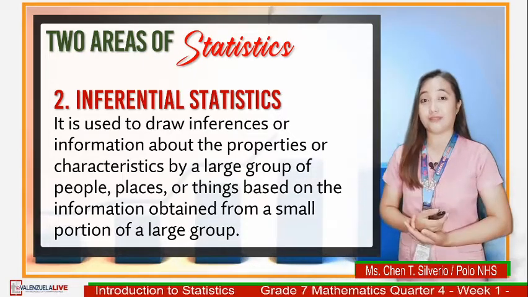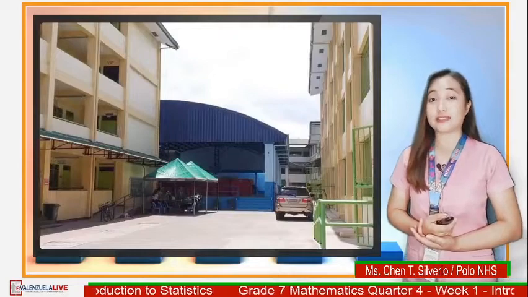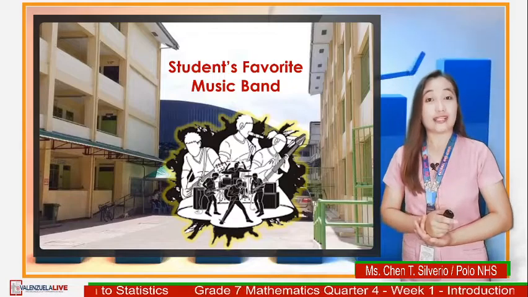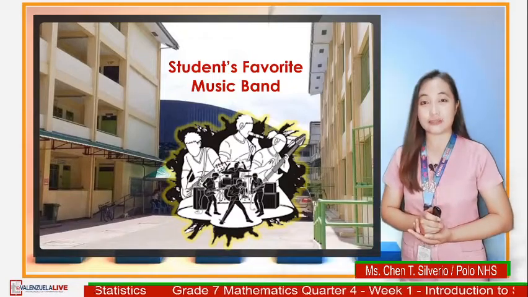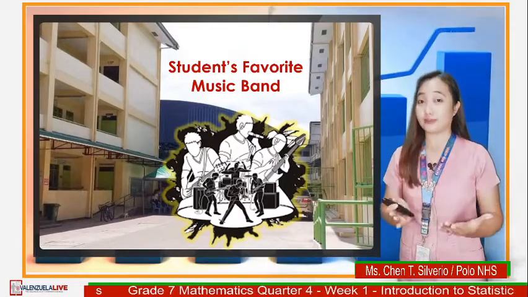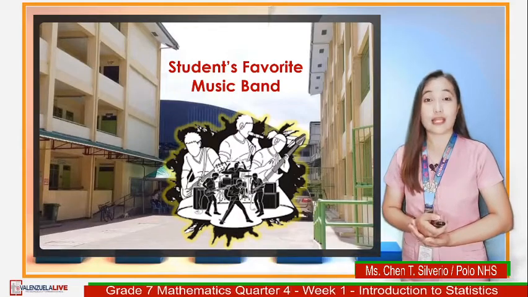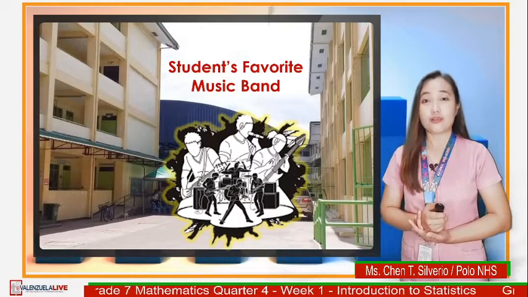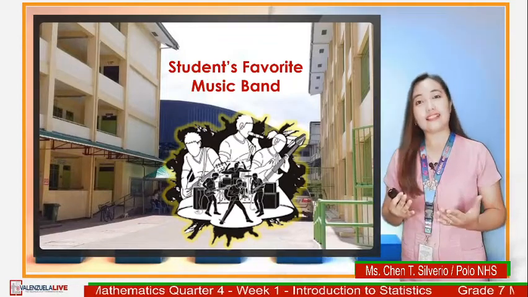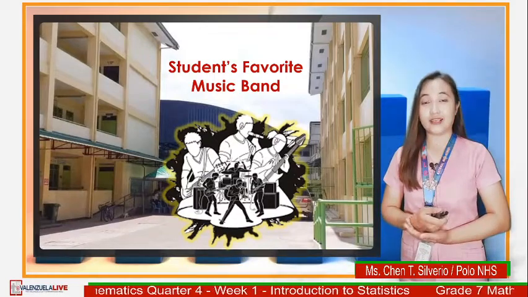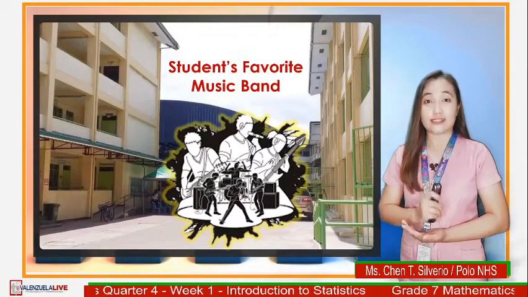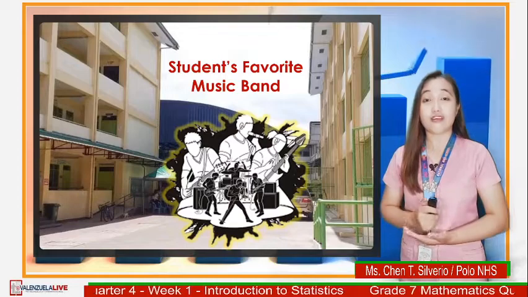For example, the students at Polo National High School were asked about their favorite music band. Since Polo National High School is one of the big schools in Valenzuela, we can only select a group of students to represent all of the students. Because if we ask all of the students, it will be too complicated for the researcher to collect all the data. And that is how inferential statistics works. We are only getting some people from the large group, and we make our inferences and conclusions from the data coming from the smaller group.